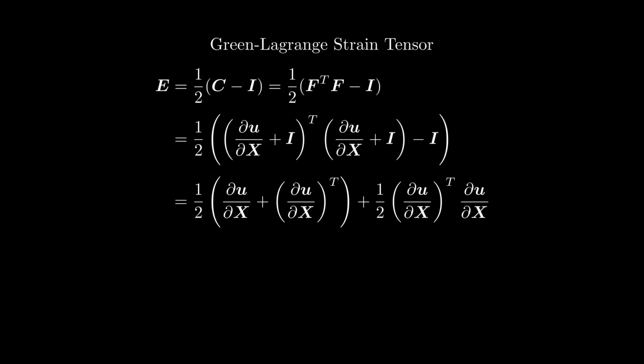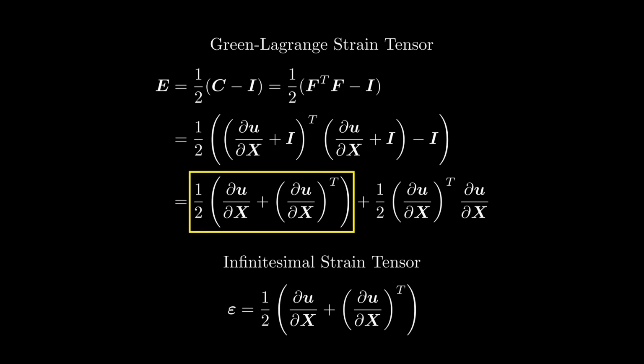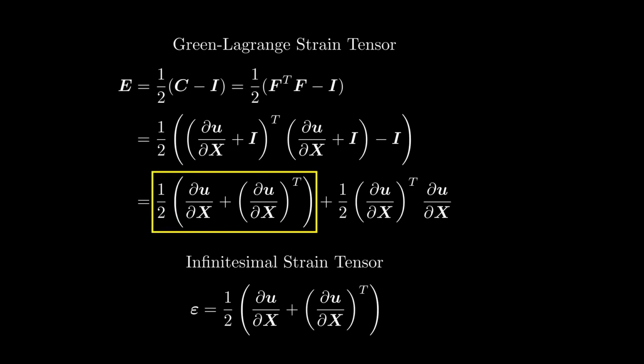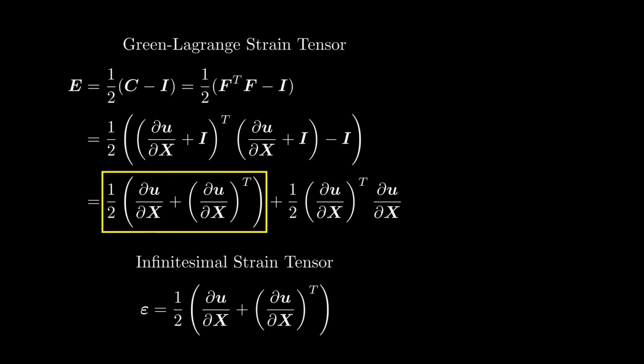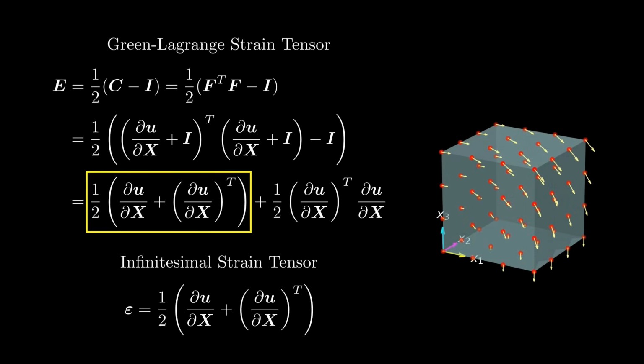Maybe you can recognize the first term in this expression. It is equal to the infinitesimal strain tensor epsilon that we know from linear continuum mechanics. So the Green-Lagrange strain tensor seems to be somehow related to the infinitesimal strain tensor. If you've watched my video on the infinitesimal strain tensor, you may remember that we defined it in such a way that it is 0 for rotations, like the one you see here.